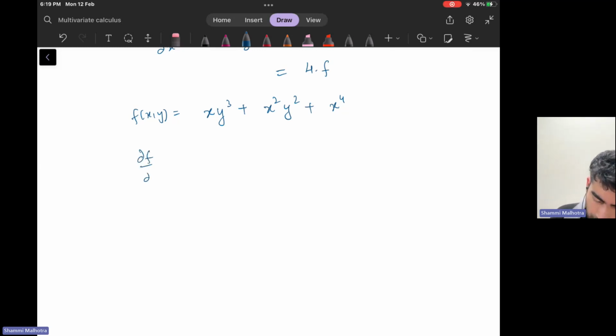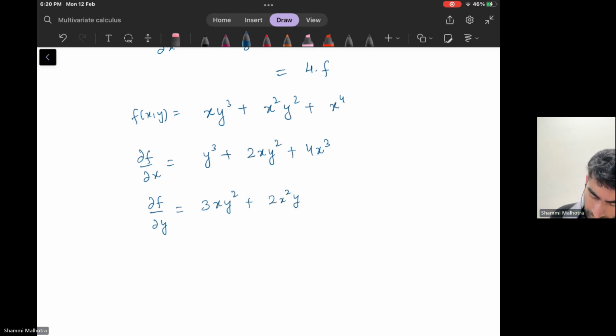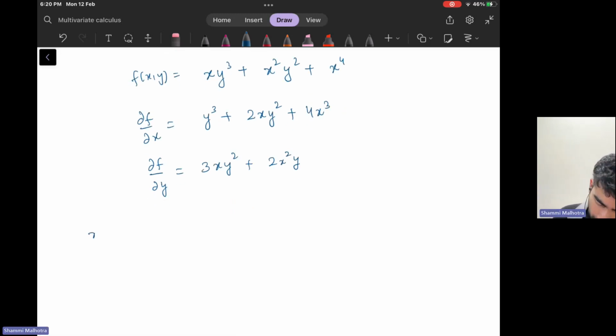So del f by del x would be, and we know how to partially differentiate these things. To get the partial derivative, I will treat the other variables as constants and just directly differentiate as we do in one dimension. So this would be y cube plus 2x y square plus 4x cube, and likewise del f by del y would be 3x y square plus 2x square y. And let us see, x del f by del x plus y del f by del y.